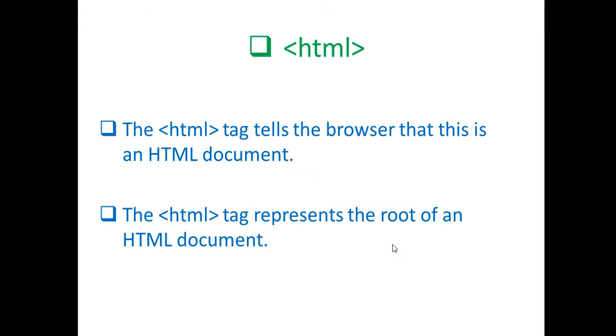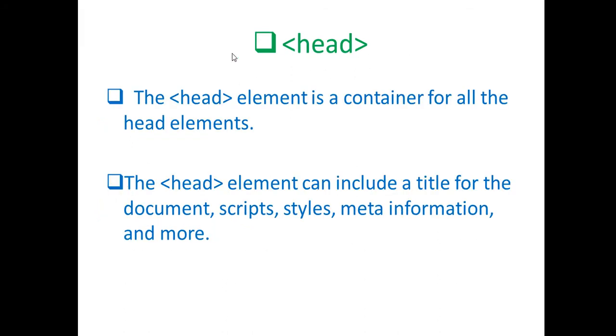The HTML tag tells the browser that this is an HTML document. The HTML tag represents the root of an HTML document. This is all about the HTML tag. Then the head tag: the head element is a container for all the head elements. The head element can include a title for the document, scripts, styles, meta information, and many more things.